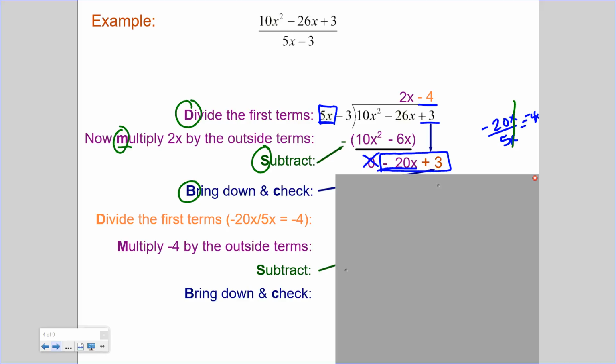Once you get that negative 4, we've done divide again, and we go through the multiply, subtract, and bring down process one more time. So now I take negative 4 and multiply it by each term outside. Negative 4 times 5x is negative 20x. That's what we want to get. Negative 4 times negative 3 will be plus 12.